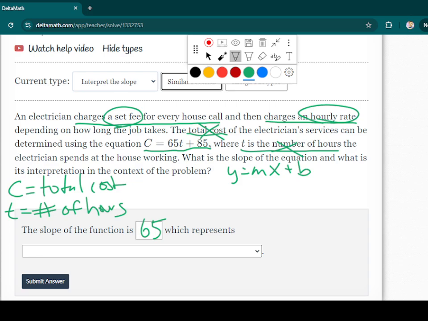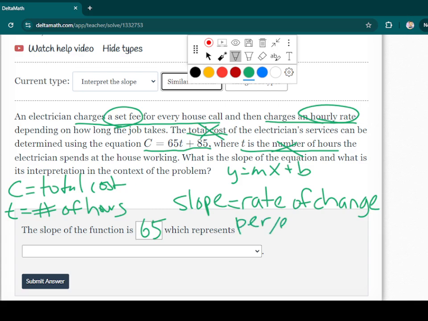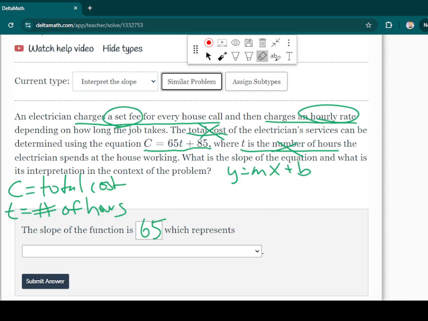Now, another word for slope is rate of change. So even if we don't have our keywords of per or each or those sorts of things, we can still identify our slope in the problem because of a rate. So if we've got an hourly rate, that has to be our slope. So the hourly rate is our slope. So let's see what answer choice matches that. The hourly rate charged. Perfect.